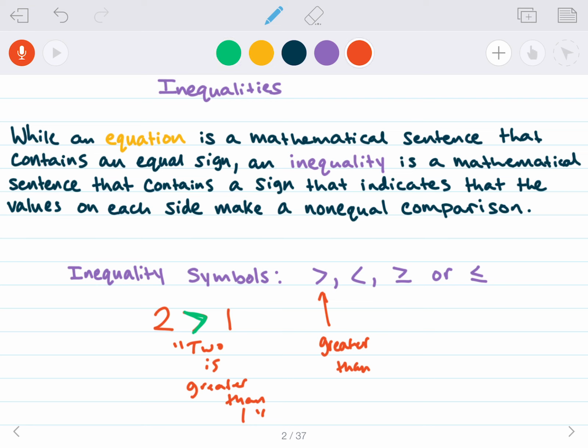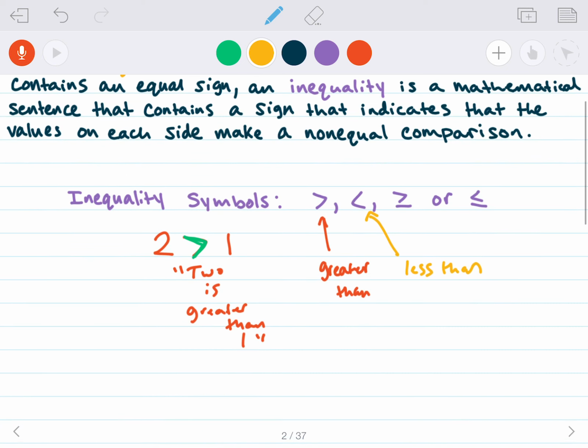Now this symbol means less than. We could write this same thing, 2 is greater than 1, but we could flip it around so that the 1 comes first, and we could say 1 is less than 2, right? Because the point is facing the thing that's less than, which is the 1. So 1 is less than 2 is how you would say that.